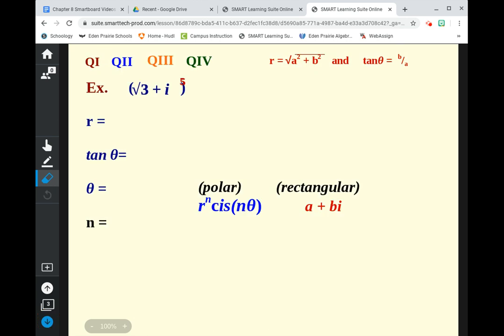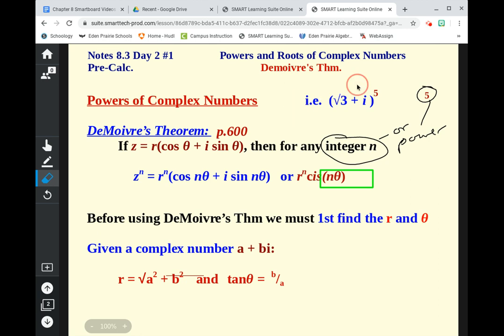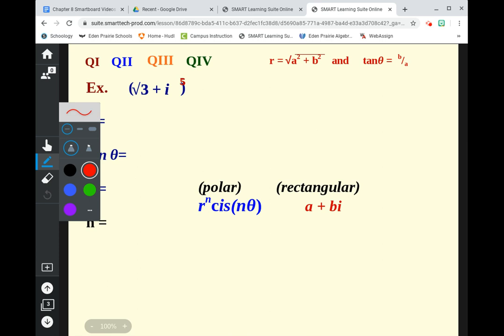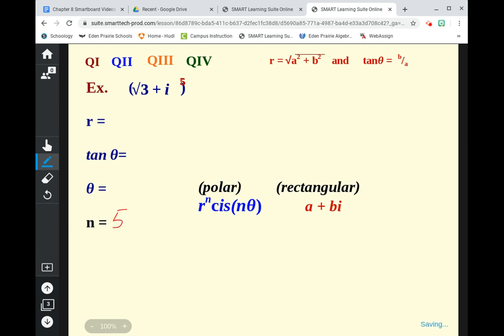Okay, so here's an example to the fifth power. It's the same exact example that we had up here. So what's the first thing to do? Let's first find our r, and we'll find our theta. You can immediately write down what n is. n is our power, and in this case, it's 5. But again, how do you find r? Just like we did before, it's the square root of your a value, in this case root 3, so square root of 3 squared plus your b value, in this case 1 squared. That's going to equal the square root of 3 plus 1, which is the square root of 4, which is 2. There's a review of day 1.